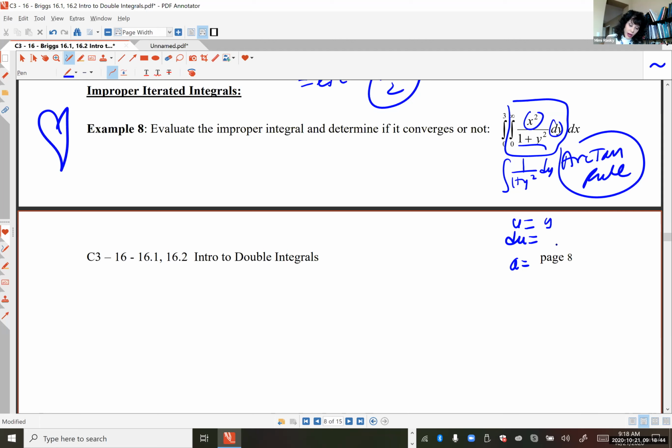The u is just y. The derivative of y is 1 dy, and a for us is 1, because this is, for those of you who didn't have a good Calculus 2 experience, your arctan rule. Okay, I've done this before, but this is what I want to see here.